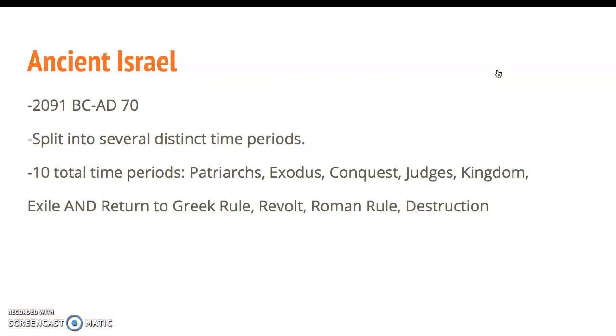So, ancient Israel basics, 291 BC to AD 70. We're focusing on the ancient world like we talked about, split into several distinct time periods, and I kind of squish some of them together for time's sake. But we've got 10 total time periods we're going to talk about: Patriarchs, Exodus, Conquest, Judges, Kingdom, Exile, and Return to Greek rule, which is a long one, Revolt, Roman rule, and then finally destruction.